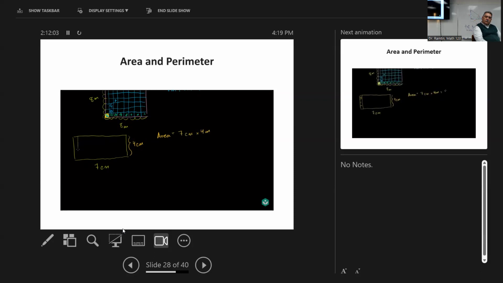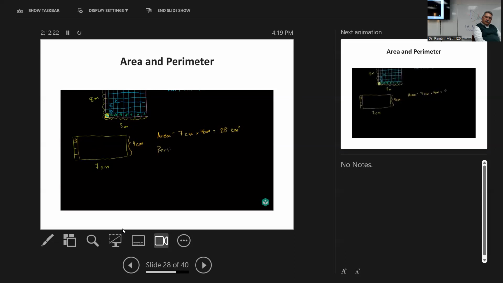Remember, we could draw 7 rows, right? And each of them is going to have 4 square centimeters. So if you were to count them all out, you'd have 7 times 4 square centimeters. So it's equal to 28 centimeters squared, or squared centimeters.